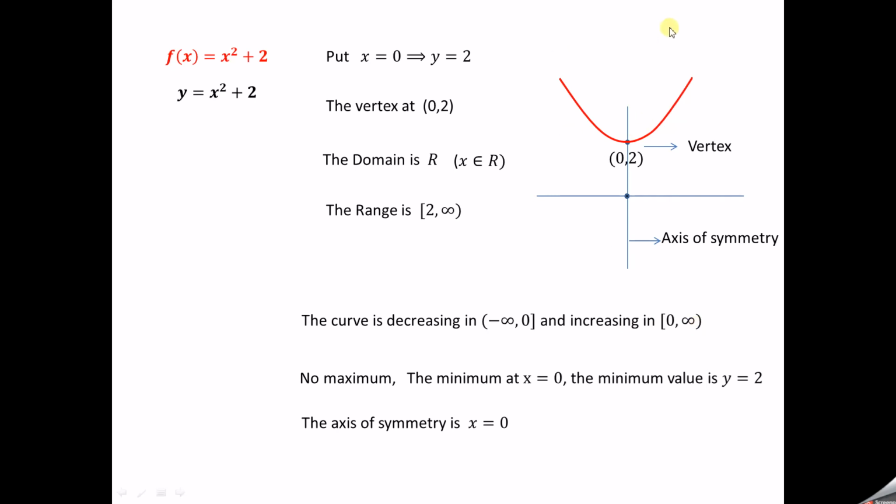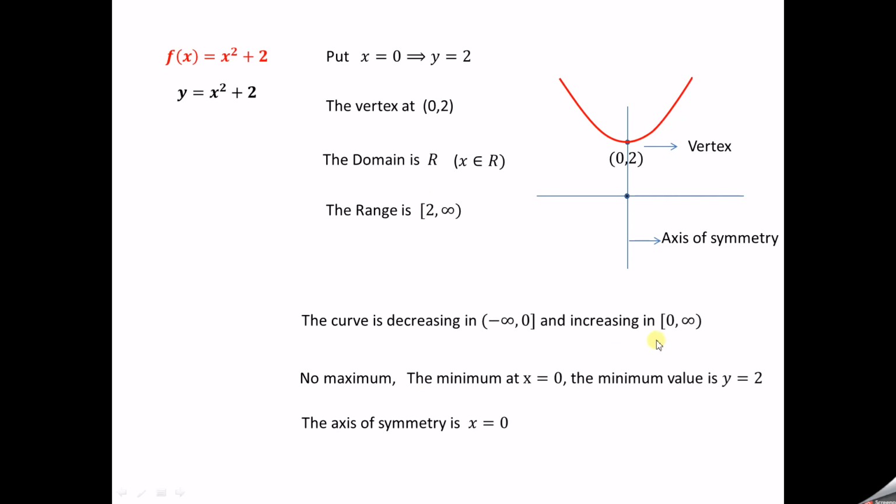And this curve has no maximum because y values are going to infinity. There is no maximum. But the minimum value of y is there. We have the minimum value. y values are from 2 to infinity. All values are more than 2 going to infinity, but the minimum value we have.